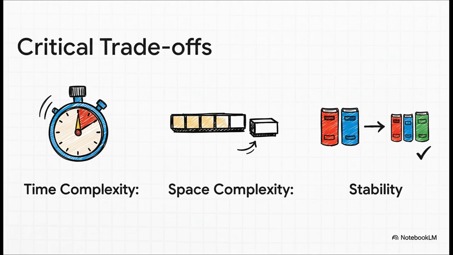First, time. Pretty simple. How fast is it? Second, space. How much extra RAM does it need to do its job? And third, this one's a little more subtle but super important, stability. So imagine you have two books with the same number, say 5, but one is red and one is blue. A stable sort guarantees that if the red 5 came before the blue 5 in the original messy pile, it will still be before it in the final sorted list. That can be a huge deal.